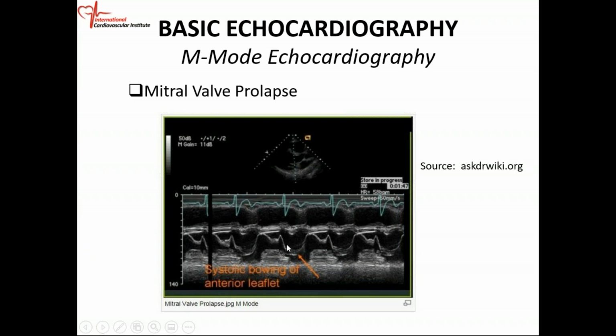But in systole, your mitral valve is actually going downwards. It's going downwards. So this is what prolapse of your mitral valve looks like. Okay, it bulges downward. Remember, it's supposed to be sort of a flat, straight line, but it prolapses going downwards. So you have to be able to identify that. So, systolic bowing of the anterior mitral leaflet.